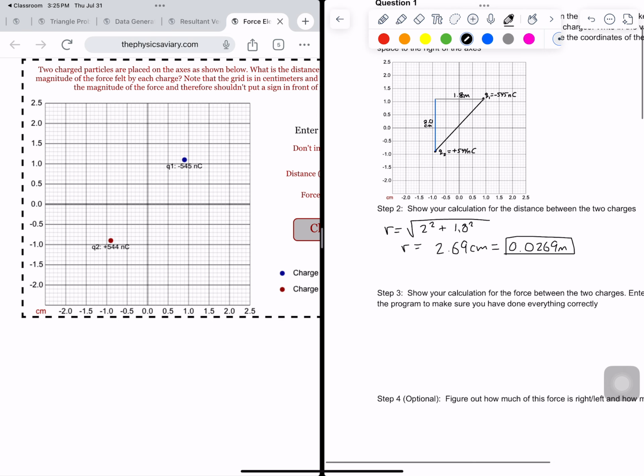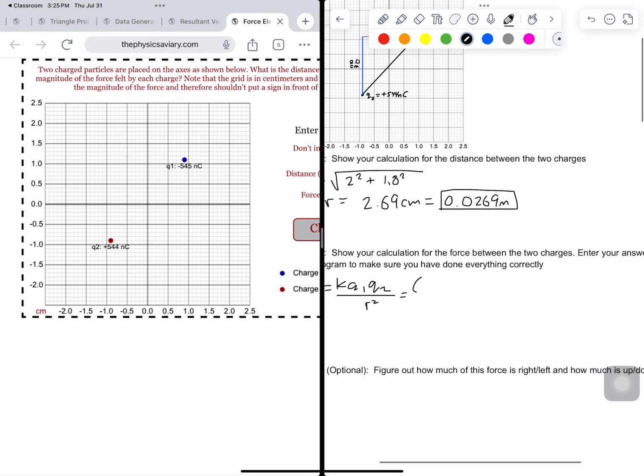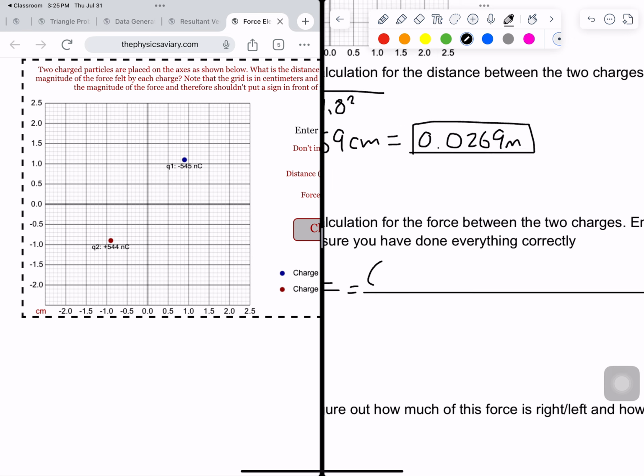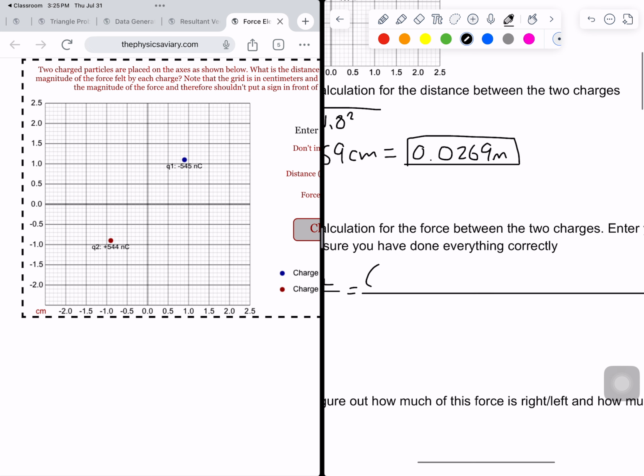Now, show the calculation of force. Step 3, we're just using the Coulomb's law equation. So F equals K, Q1, Q2, all over R squared. Okay, and at this point, we can just go ahead and enter in our values.